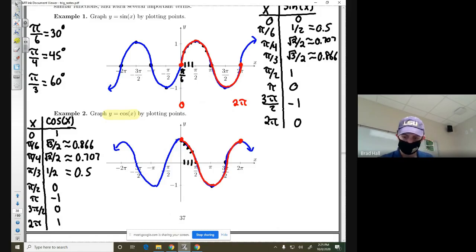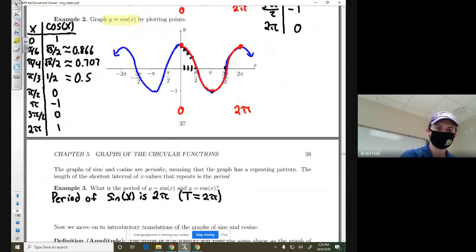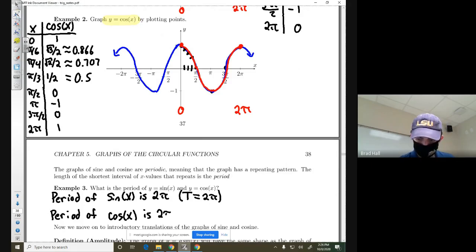So what is this length? Here's 0 and here's 2 pi. Oh, well, it's 2 pi again. So the period of the graph, well, naturally it's 2 pi. So that's less memorization you have to do, because now you know that the period of both sine and cosine is 2 pi.